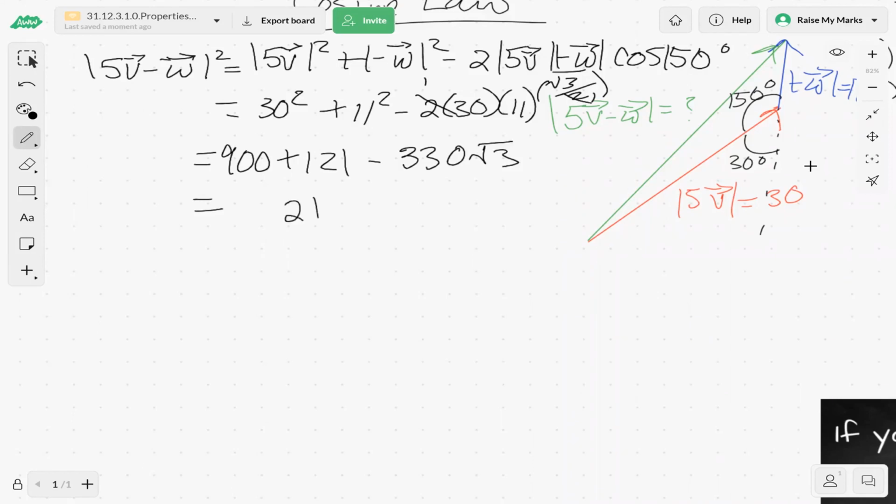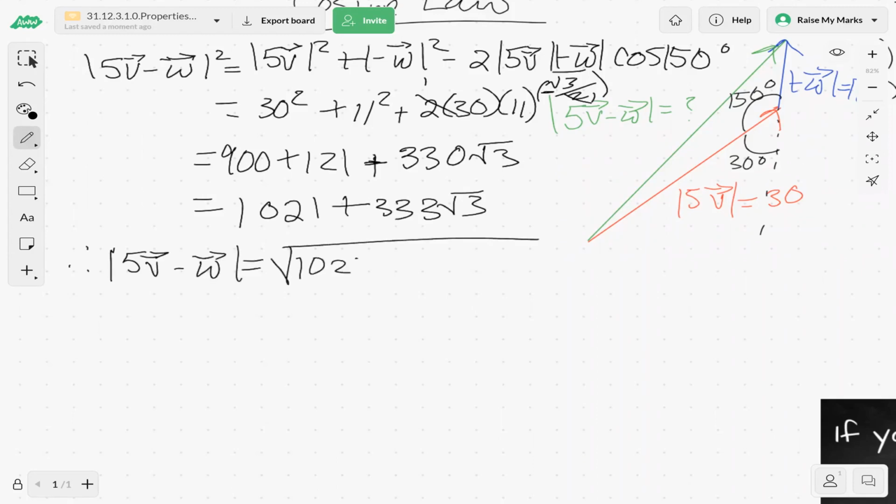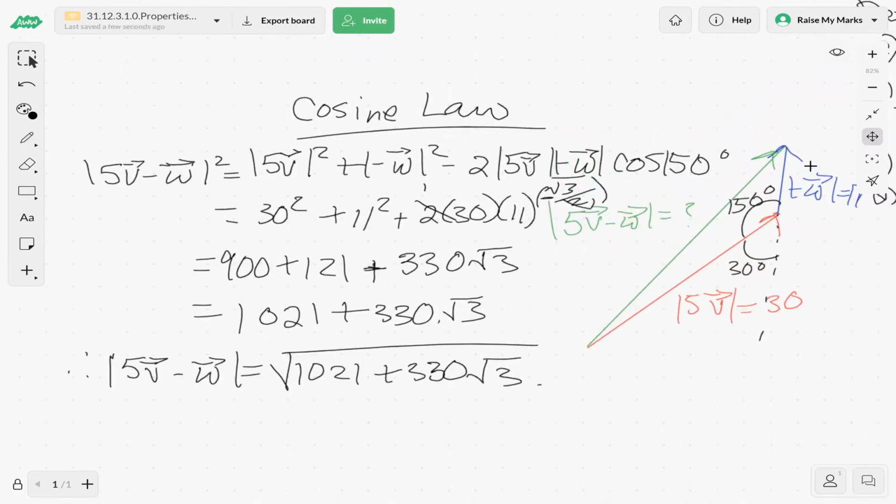Okay, so what do we have here? We have 1,021. Look at that. Remember, cosine of 150 is negative root 3 over 2, so that changes the sign. So we actually have 900 plus 121 plus 330 times root 3. Then this gives us 1,021 plus 330 times root 3, so the magnitude of 5v minus w equals the square root of 1,021 plus 330 times root 3, of course I wrote that wrong. Okay, and then that takes care of part C, so let's label that.